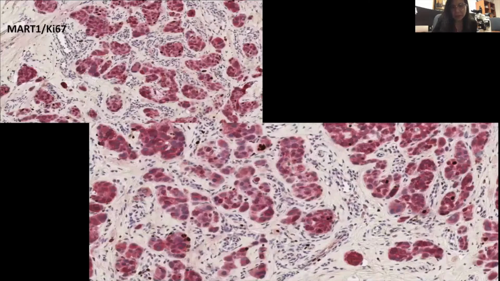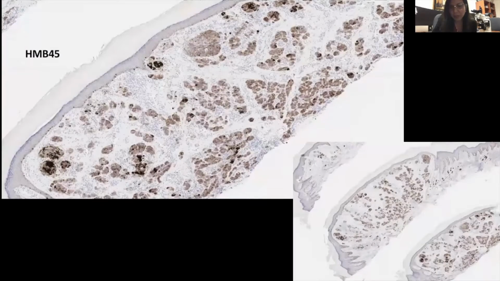This is the MUM1 Ki67. We did it here, and then you see the double expression of MUM1 and Ki67, even in the deeper aspect of the melanocytes. So putting together, it's very worrisome for malignant melanoma, but the patient is only 11 years old. So this is basically spitzoid melanoma in the 11-year-old boy.